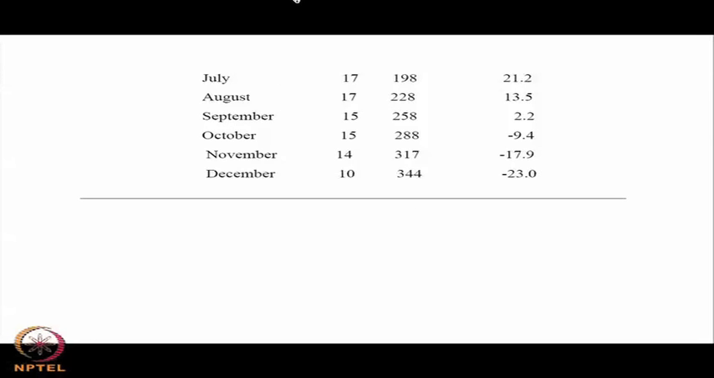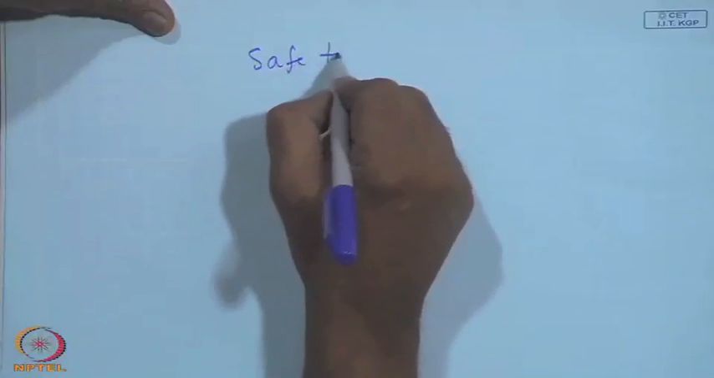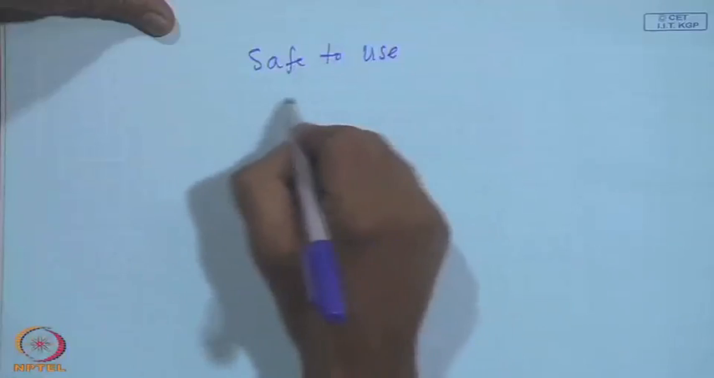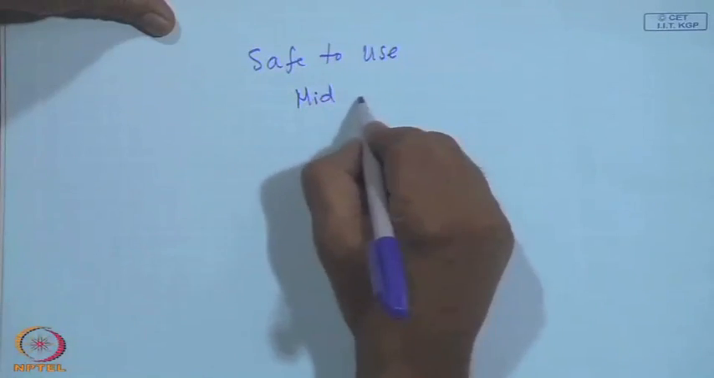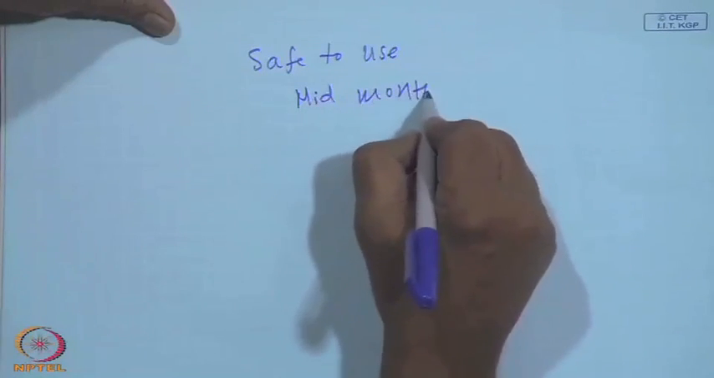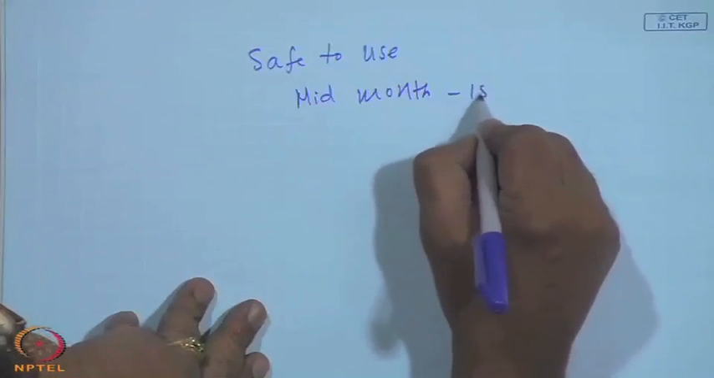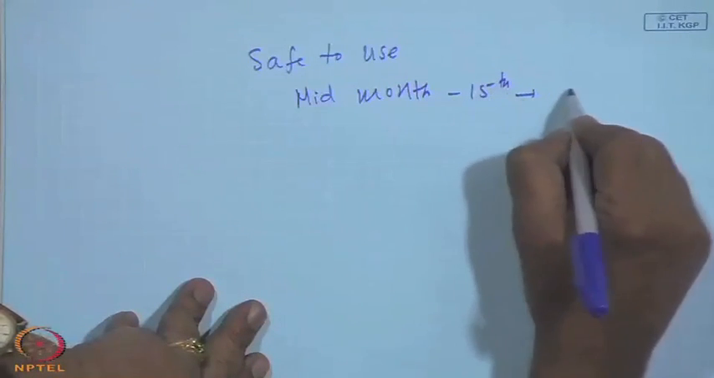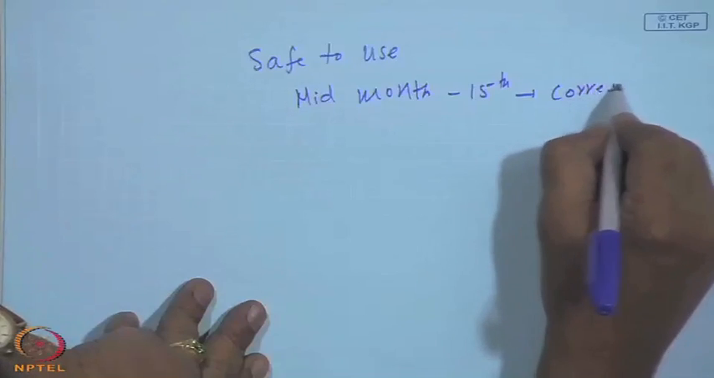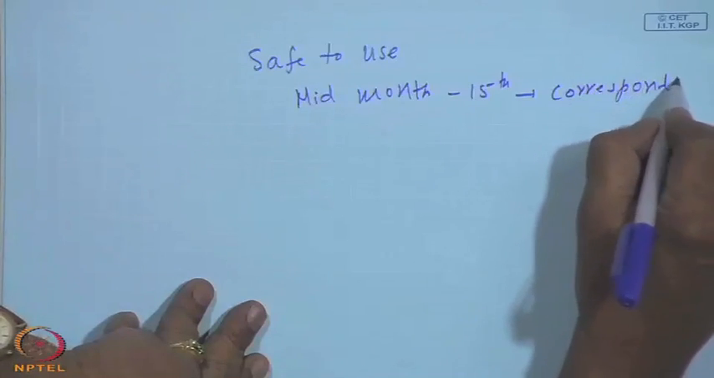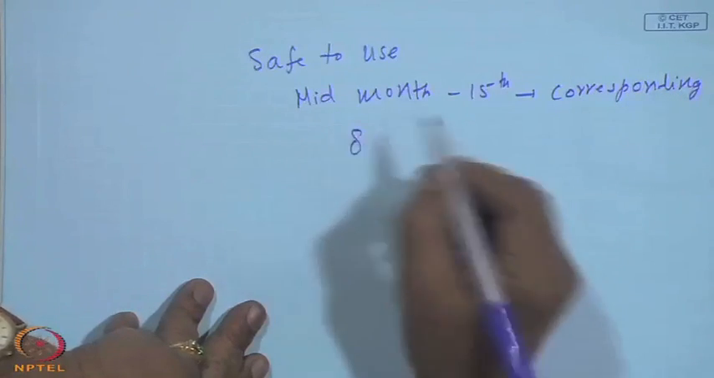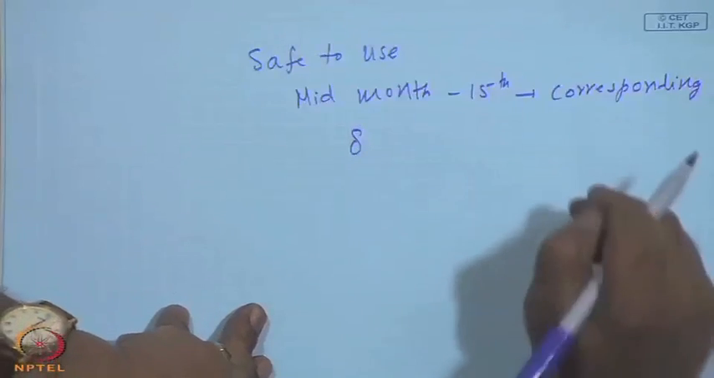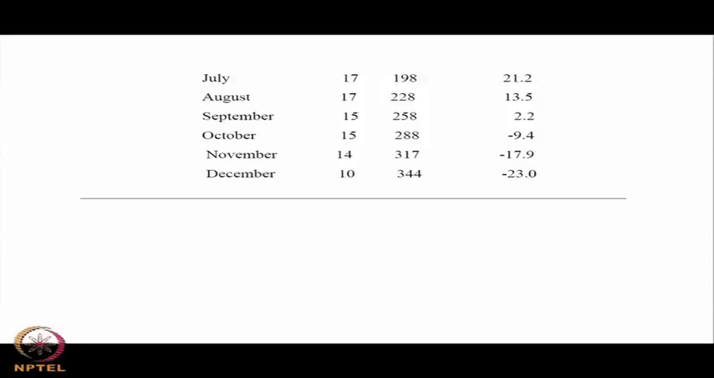Actually, you do not need all of them, you just save the mid month, maybe the 15th, and the corresponding declination. If you know these things, you are okay, otherwise the nonlinearity is so small, it does not make any difference. Now, you might wonder how these numbers are arrived at.